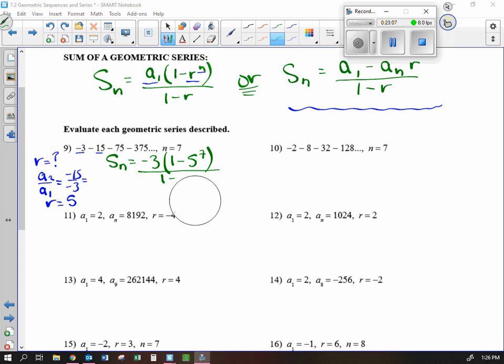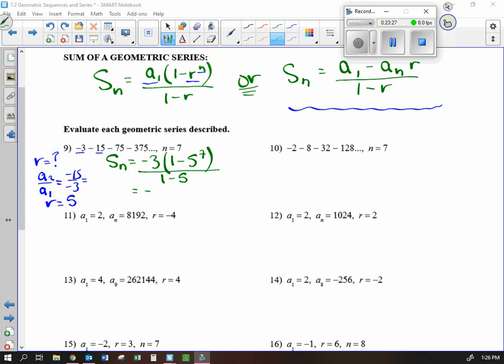Sorry, I forgot to plug in what r is here. Well, we know that's 5. Okay, sorry about that. But from here, we're simplifying. So again, we see this exponent happening here, 5 raised to the 7th power. We're going to need our calculator here. It's going to be a big number, sorry to say, but that's just how it's going to be.